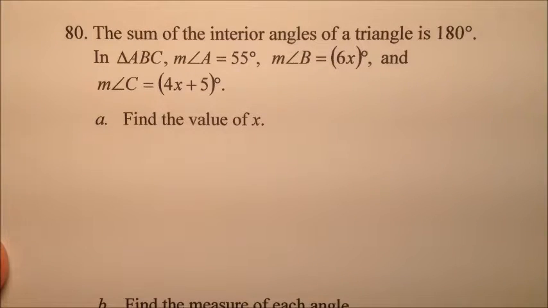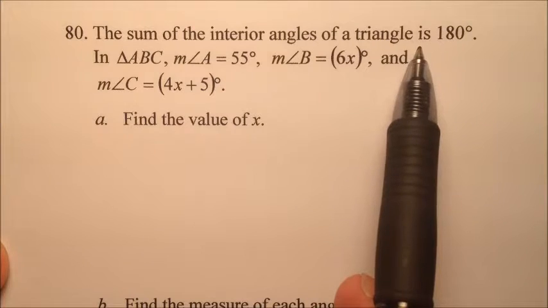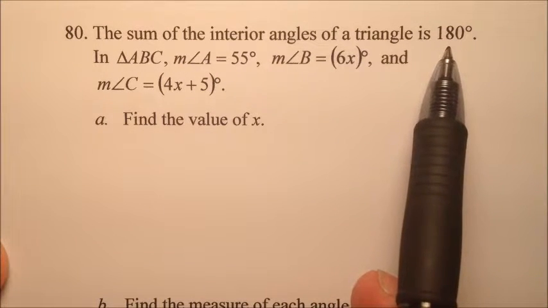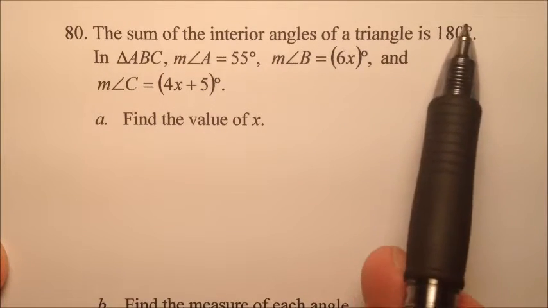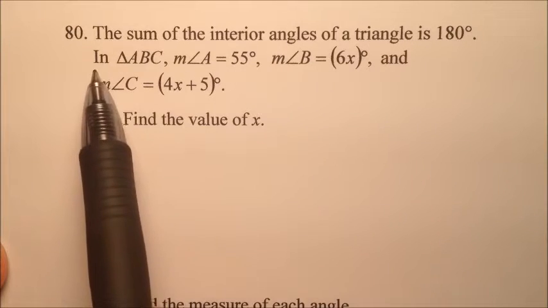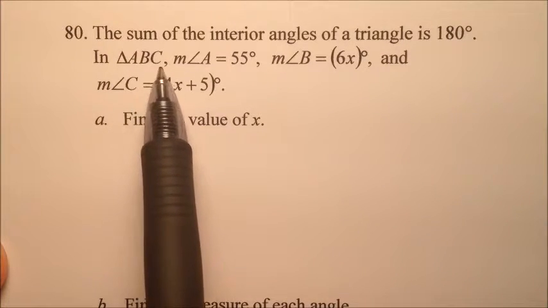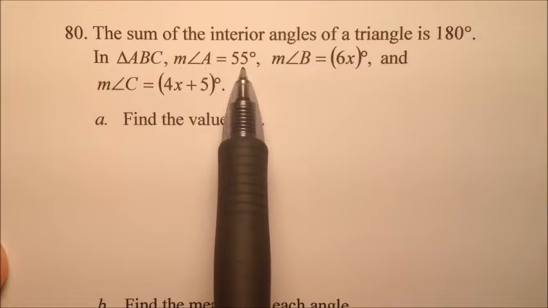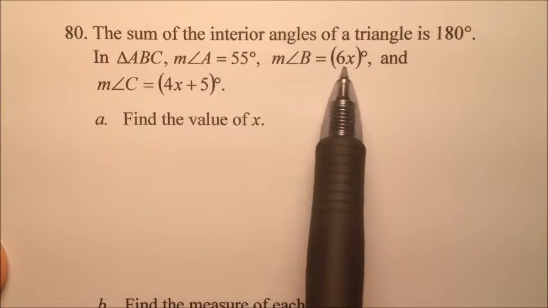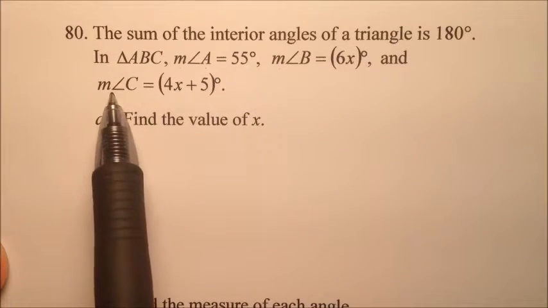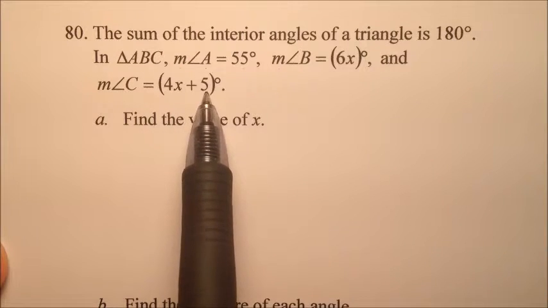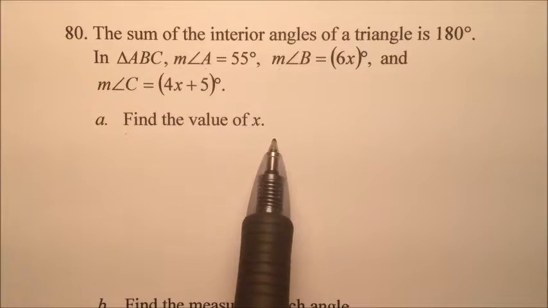And our final word problem, number 80, says the sum of the interior angles of a triangle is 180 degrees. So that just means all the inside angles, when you add them up, makes 180 degrees. So in triangle ABC, the measure of angle A is 55 degrees, the measure of angle B is 6x degrees, and the measure of angle C is 4x plus 5 degrees. So we're going to find the value of x.